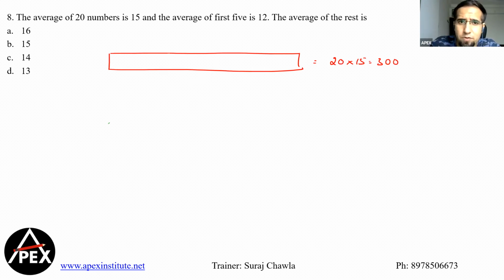Now the question says the average of first 5 is equal to 12. Okay. So let's say these are the first 5 numbers. If the average of these 5 is equal to 12, then the sum total becomes 12 into 5, that is equal to 60. If this is equal to 60 and total is equal to 300, so can I say that the sum of the remaining numbers is equal to 240? Now, how many are these numbers? 15 numbers. So I know that the average will be 240 by 15, which is equal to how much? 15 ones of 16 should be your answer, which is option A.